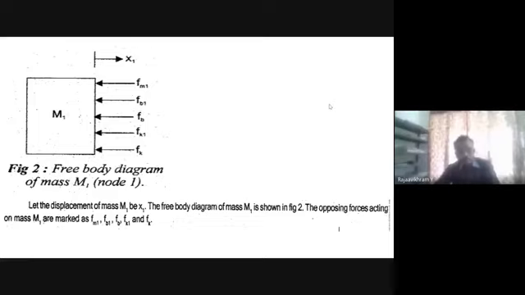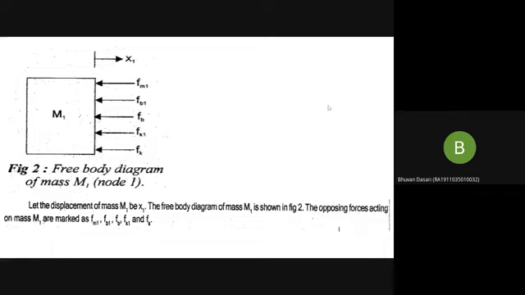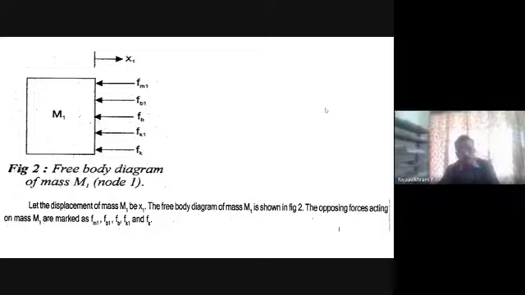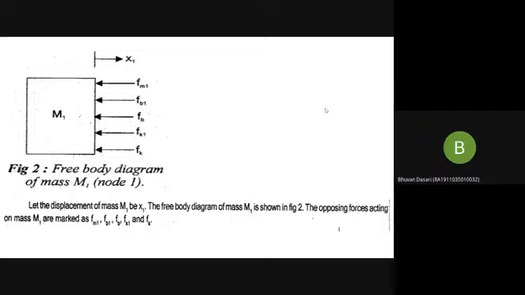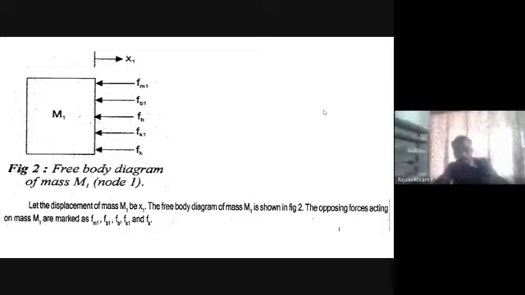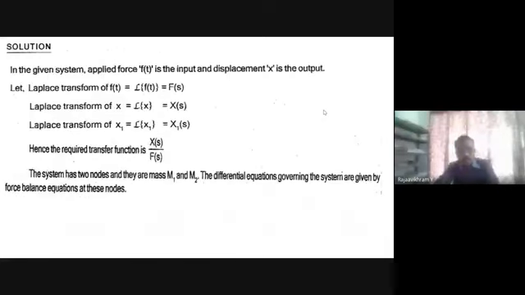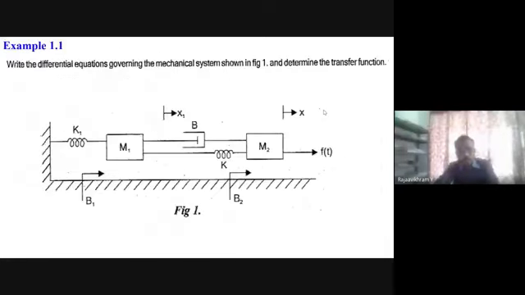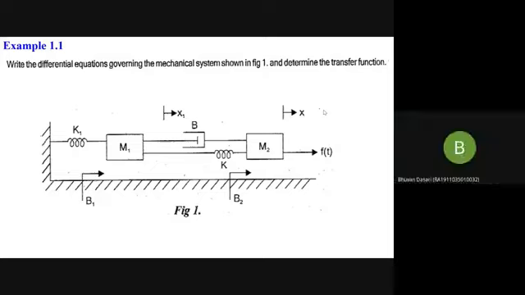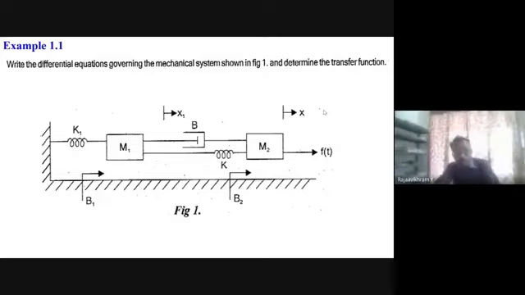Any doubt on this? Please draw this diagram of M1. Is the displacement of M1 X? No, it is X1. Go to the diagram. Yes, X1 is right. For M1, the displacement is X1. For M2, it is small x.